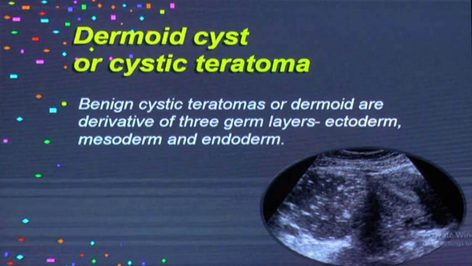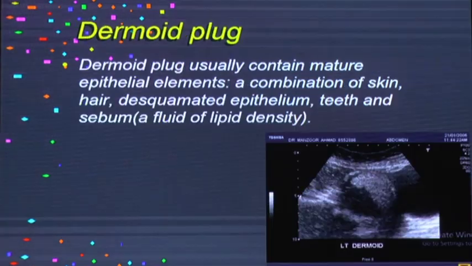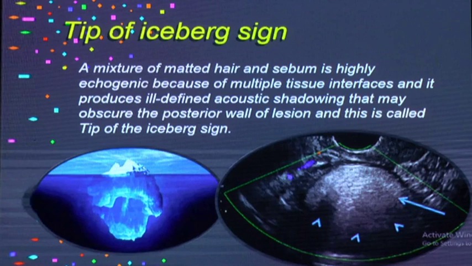ovarian cyst, the most common is the cystic teratoma, which is also labeled as the dermoid, and it is a derivative of the ectoderm, mesoderm, and endoderm layers. Sonographically, they are predominantly cystic with mural nodules, that is the dermoid plug inside, and the dermoid plug appears as an echogenic substance, and sometimes there are a few highly echogenic foci with shadow behind, which may arise from bone or teeth. So we have to recognize the dermoid cyst by its sonographic signs.